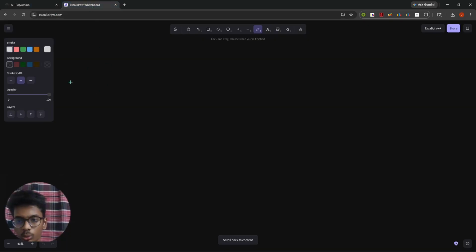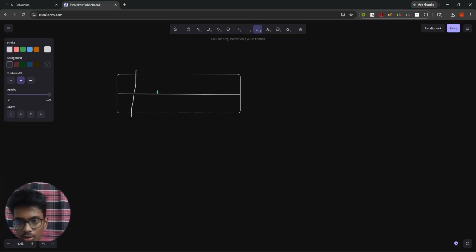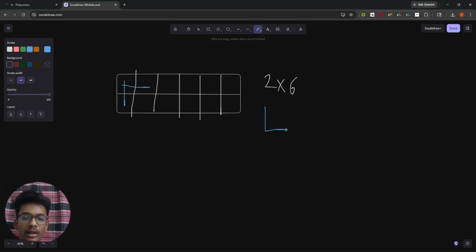So the question says you'll be given a 2 cross N grid. That means it would have 2 rows. Okay, now I'm unable to draw a rectangle, so let's do it this way. Yeah, a 2 cross N grid. It would have N cells in each row. So now this is 1, 2, 3, 4, 5, 6. It's a 2 cross 6 grid, right? And you're allowed to fill it in two ways. Either you can do a vertical domino, or a horizontal domino, or maybe you can do some sort of an L shape, and you're allowed to rotate.